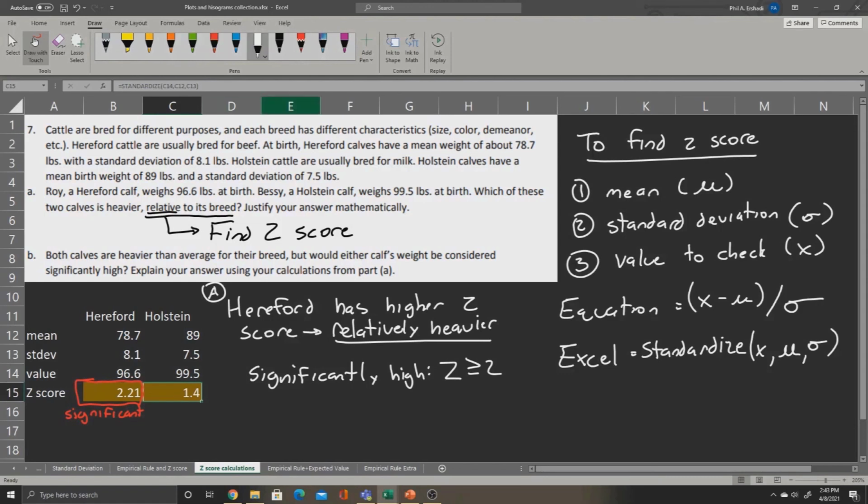There are also significantly low readings. These would be any z-scores that are less than or equal to -2. Since both of our z-scores are positive, that tells us that both of these calves are above the average. You would have to be much below the average to get a z-score less than -2.